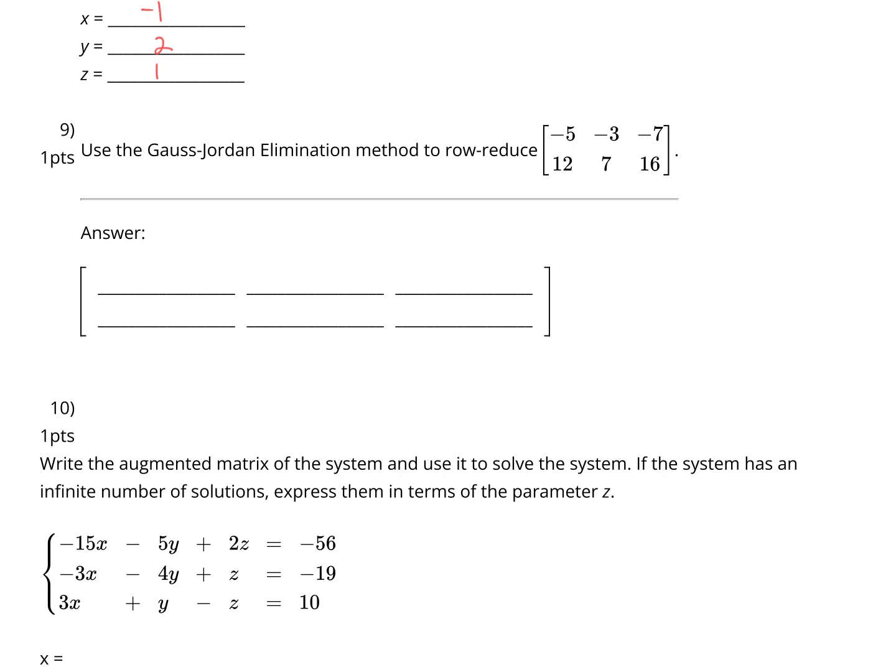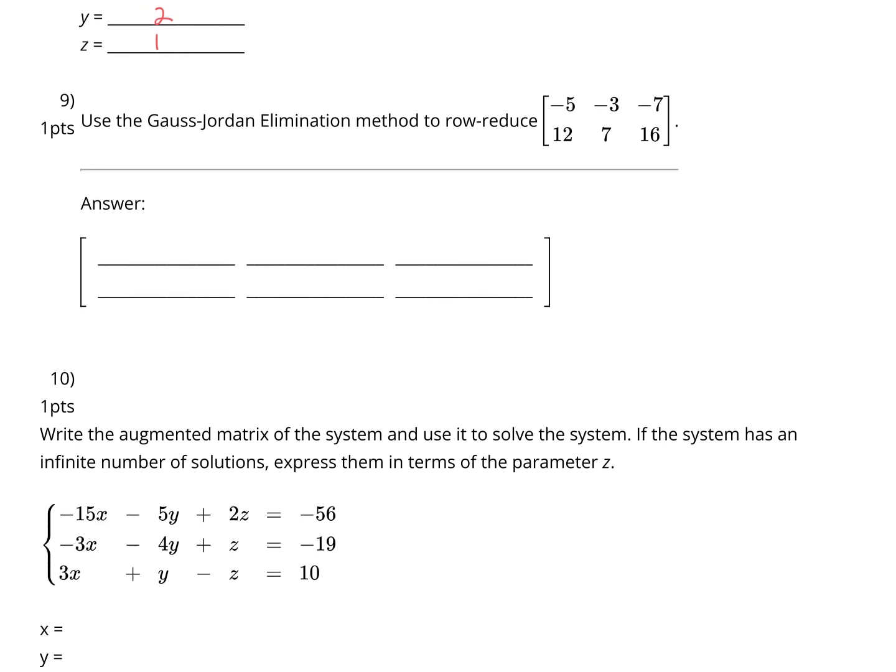Use the Gauss-Jordan elimination method to row reduce. Okay, so we've got this matrix. This time it's not telling us all the steps, but we're going to get through it.